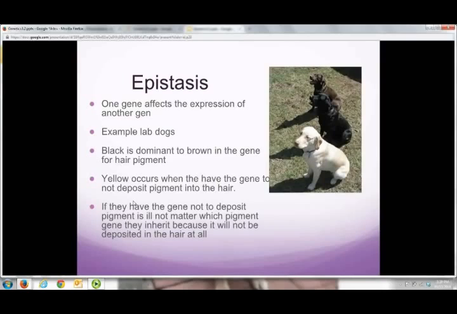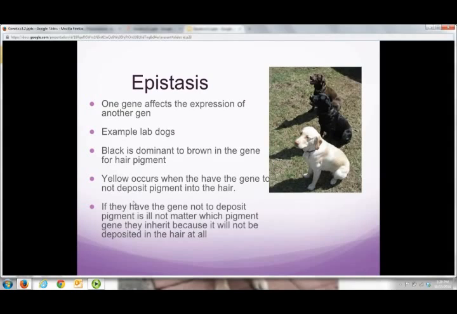If they have this second gene that says do not deposit pigment into the hair, it doesn't matter what color the other gene is, none of it will be deposited, so the dog will appear yellow. If they do have the gene that says to deposit the pigment into the hair, then the gene that is either brown or black will be expressed for the dog.